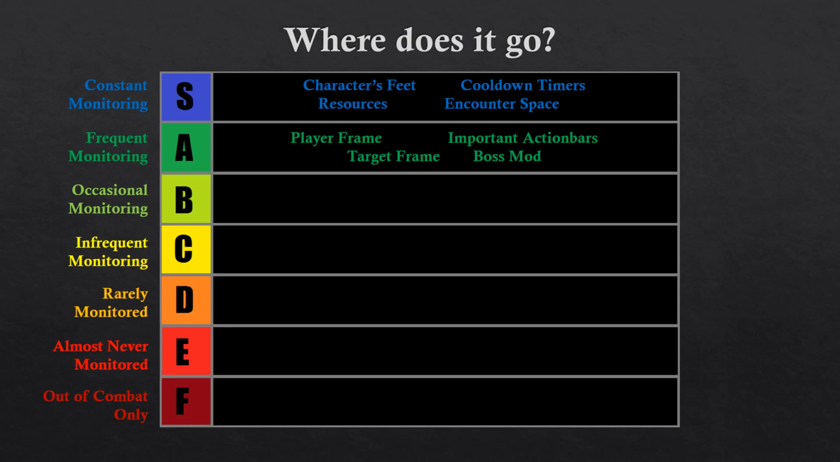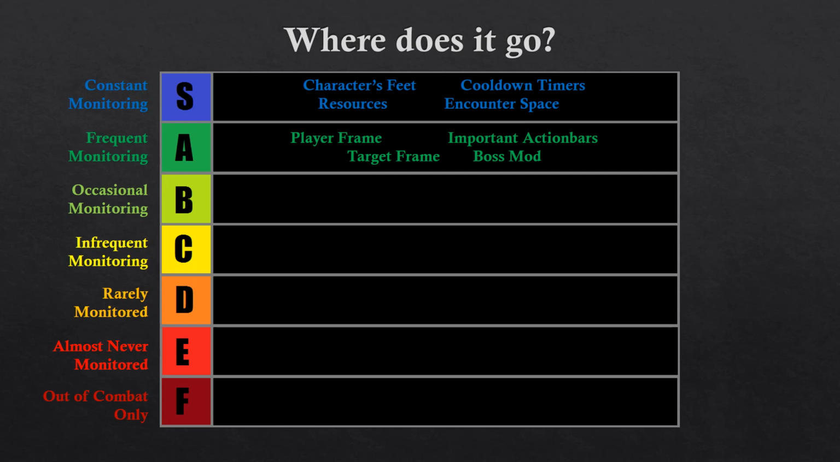Those are any important cooldown, stuff like that. This is where you're going to put your boss mods, so you know what boss abilities are coming up shortly. So the A space is for things that are very, very important, but not critical, not absolutely the most important thing. The player frame, you can tell if you're losing some health.